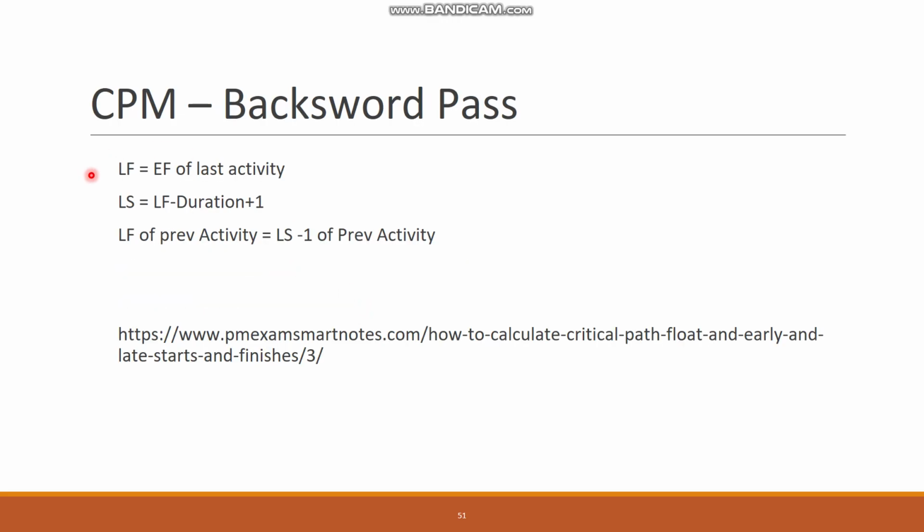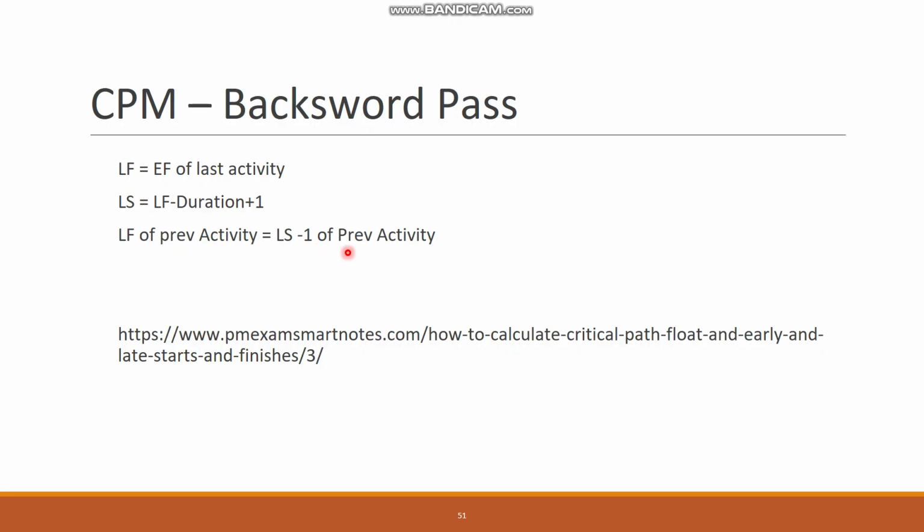Backward pass, you will have late finish and late start. Late finish will be equivalent to the early finish of the last activity, and similarly late start will be late finish minus duration plus 1. Late finish of the previous activity will be the late start of the next activity minus 1.